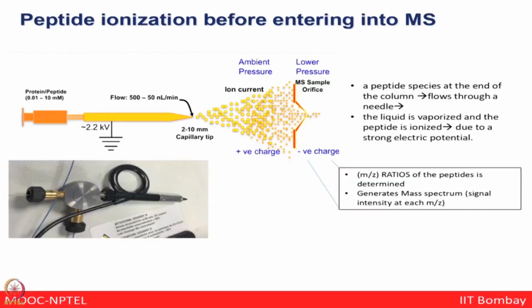Shown here is much more detail of the process for electrospray ionization, where the nebulization is formed, and you are using the pressure gradient and the charge gradient to ensure that all the peptides in the ionized forms are moving inside the mass analyzers.